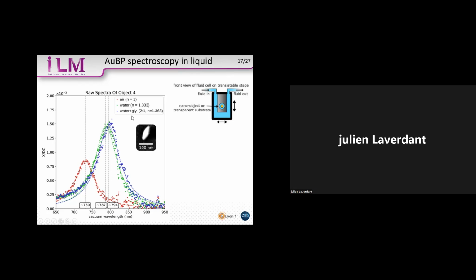And when we now put a mix of 2 to 1 of water and glycerol, with the index here, you can also see the shift. It's very small here, only 7 nanometers, but you can see this.